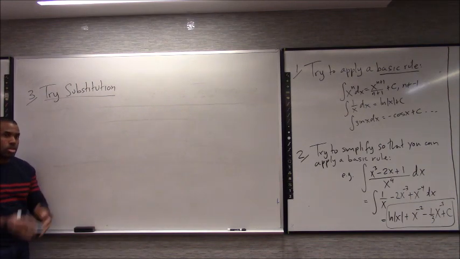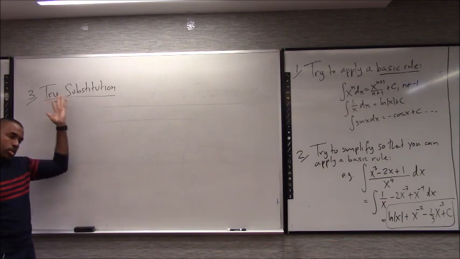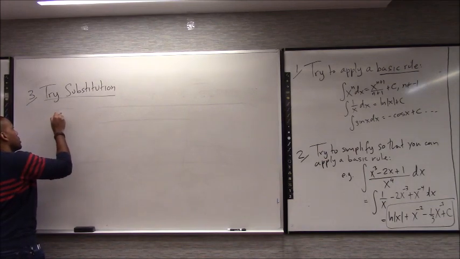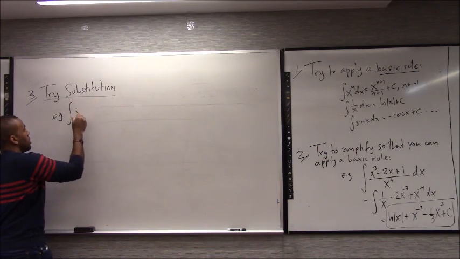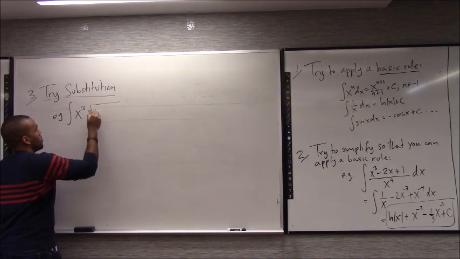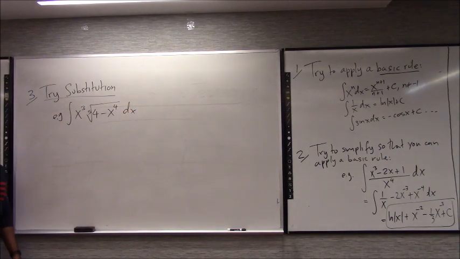Can I say u equals something, and does that make it easier? And I'm going to assume you guys know the intricacies of substitution, how it would work. So something like, say, x cubed times the fifth root of 4 minus x to the fourth dx. That's something that doesn't look like a basic rule. I also can't simplify that to look like a basic rule.